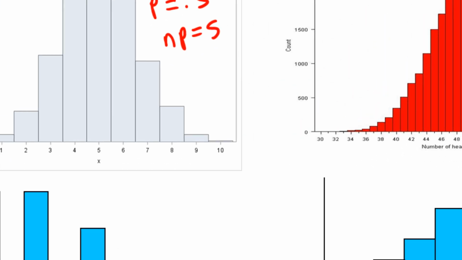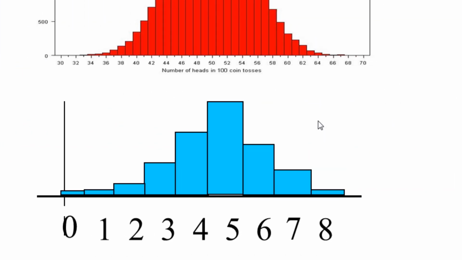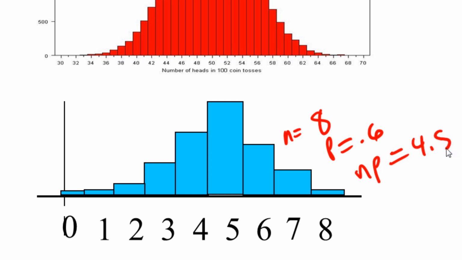When we flipped a coin just 5 times, n was just 5 and p was 0.5, so n times p is less than 5, but it still looks kind of like a normal curve. And this one over here, we had 8 cases, n equals 8, and our p was 0.6, so n times p was 4.8. It's a little less than 5, but it still looks kind of close to a normal.